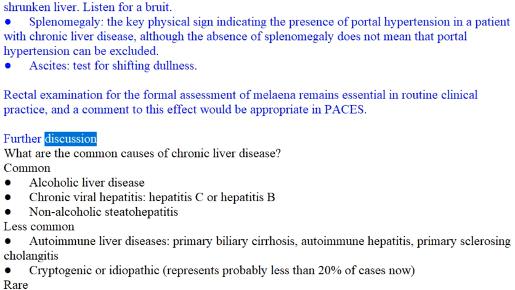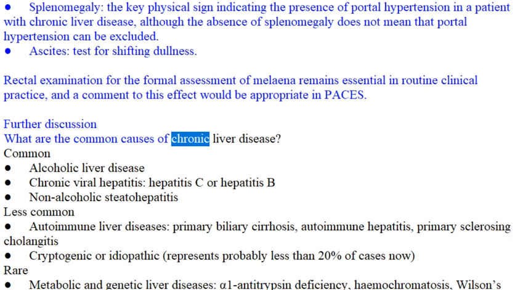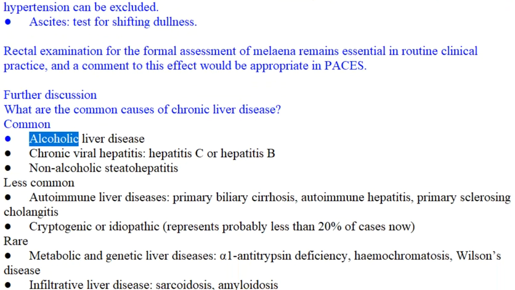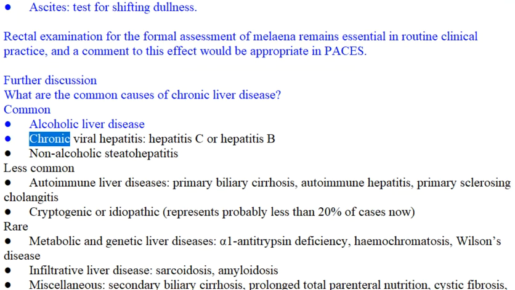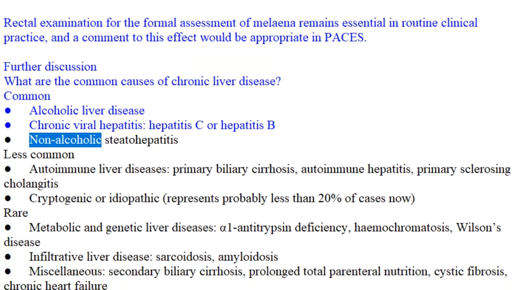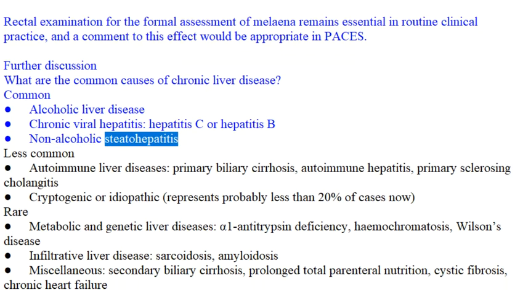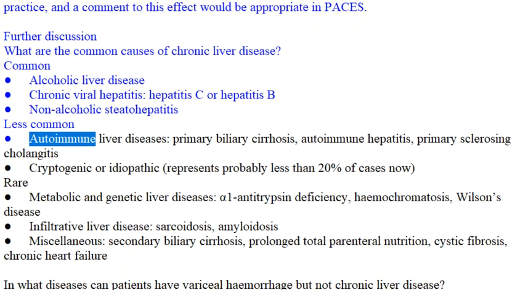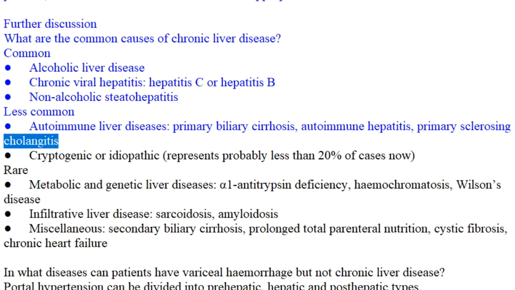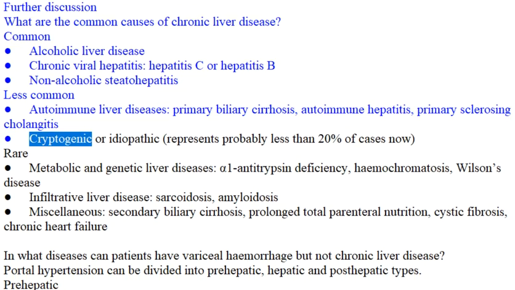Further discussion. What are the common causes of chronic liver disease? Common: alcoholic liver disease, chronic viral hepatitis, hepatitis C or hepatitis B, non-alcoholic steatohepatitis. Less common: autoimmune liver diseases, primary biliary cirrhosis, autoimmune hepatitis, primary sclerosing cholangitis. Cryptogenic or idiopathic, which probably represents less than 20% of cases now.